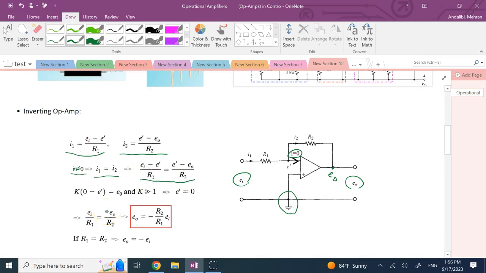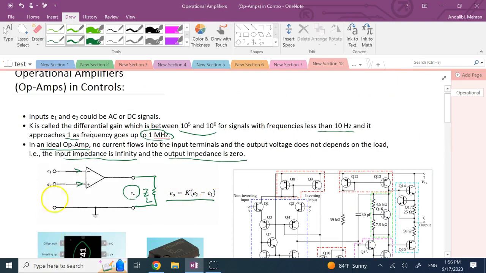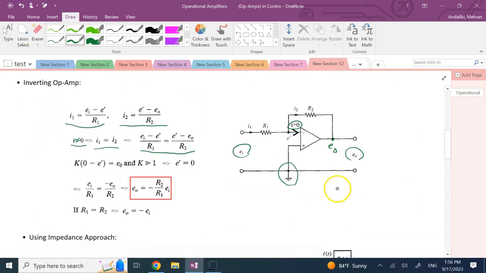And the other thing about E prime, the voltage at this point, is, based on the law that I just showed you, what can I write for the relation between E prime and EO? Well, this voltage here is 0, right? Because it's grounded. So 0 minus E prime, the difference between these two voltages, times the gain K is equal to EO, right? So this is the rule of that amplifier.